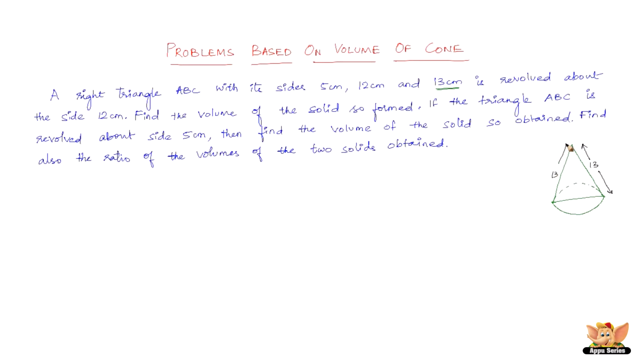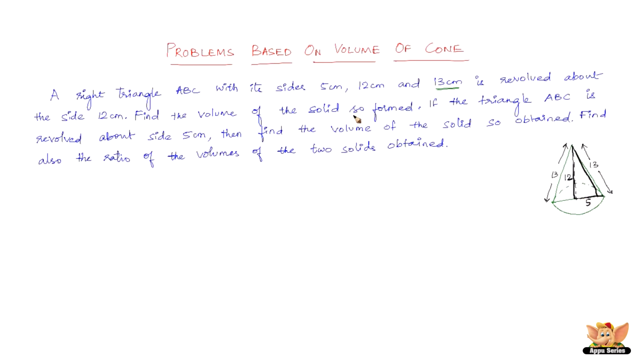This is also 13 centimeters. Now, we need to draw this axis here, which makes it a right triangle here. So this is 13, so this should be 12, and this is 5. Now why should this be 12? Because it is revolved about the side 12 centimeters. It is revolved about this one here. So that is why 12 comes here and 5 comes here.